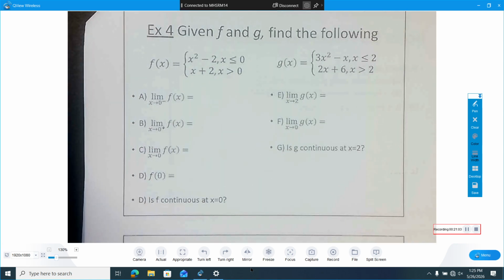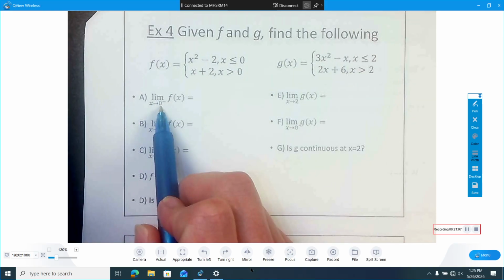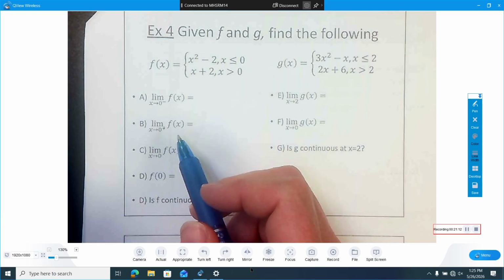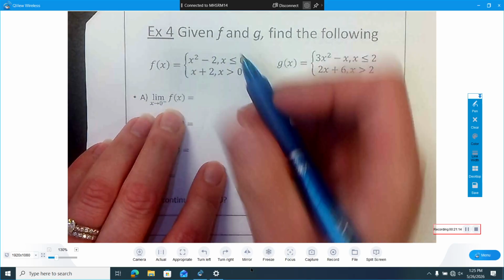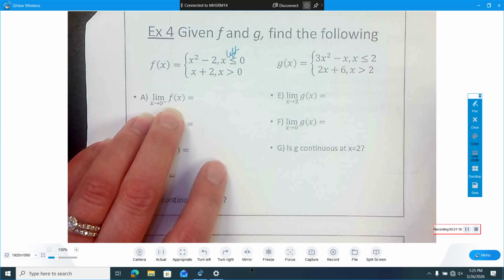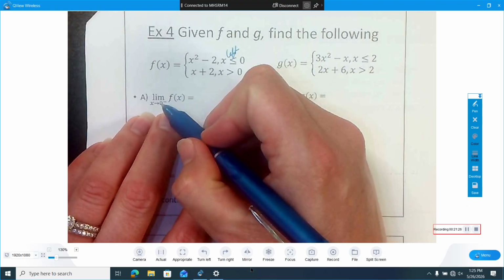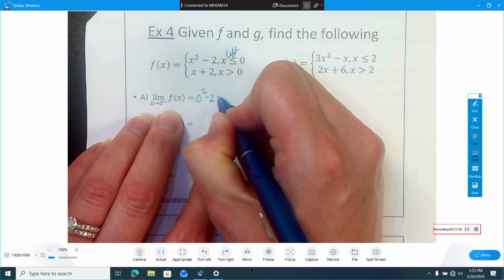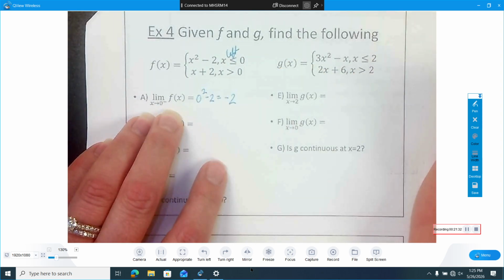All right, given piecewise functions, we're going to find the following. We want the limit as we approach 0 from the left. Which equation should I use if I'm approaching 0 from the left? The top one. This is x values littler than 0. This would be the left of 0. And so what do we have to do? Just plug it in. It's just an x value, so we're going to go ahead and just plug it into the top equation. 0 squared minus 2 is -2.